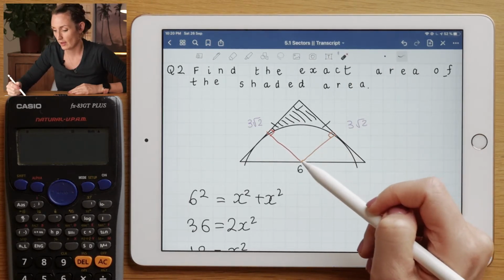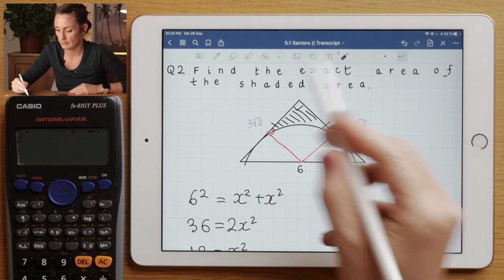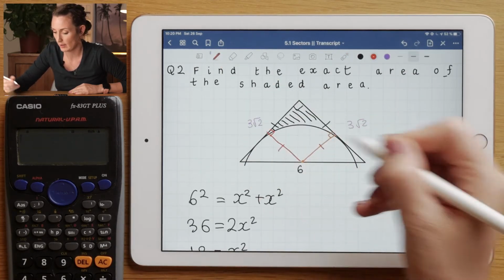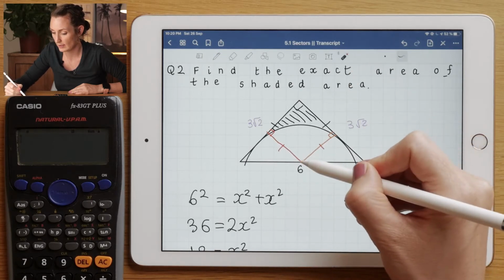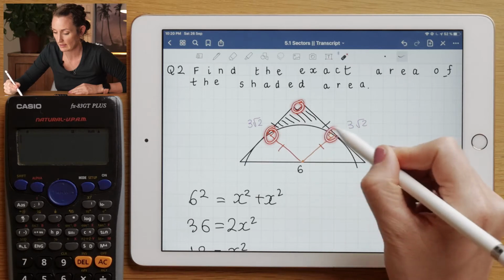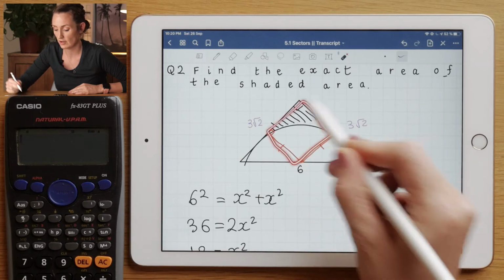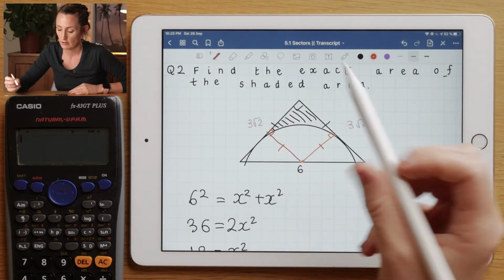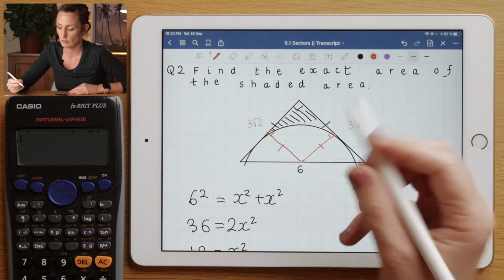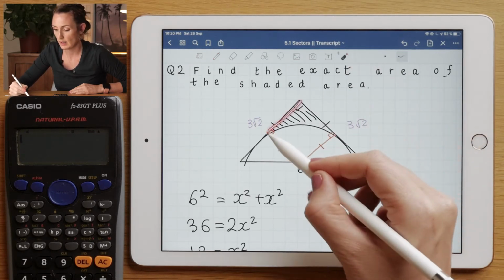Now, this length has to be the same as this length because they are both radii, okay? And the missing angle here must be what? Well, let's think about it. That's 90, that's 90, that's 90. And inside a quadrilateral, or four-sided shape, there's 360 degrees. So if you do 360 minus 3 lots of 90, that leaves you 90 left. So this must be a square.